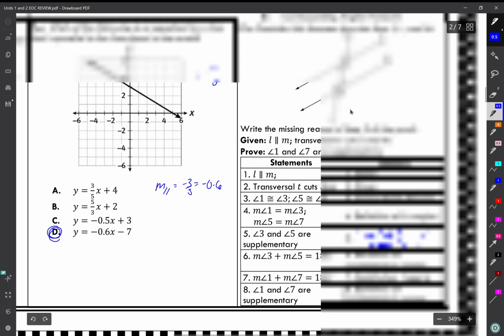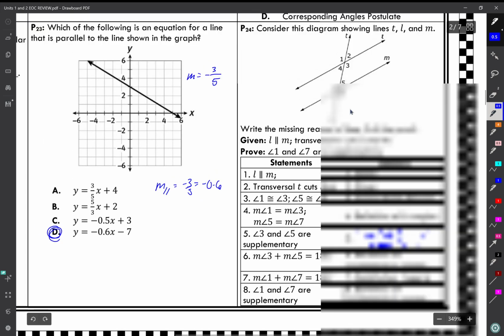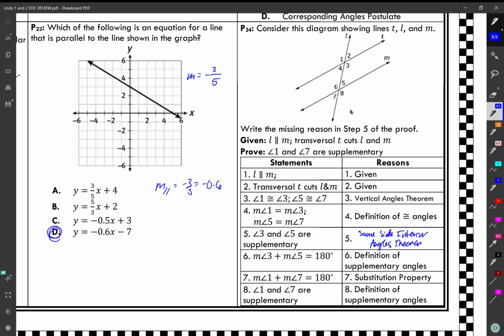Don't just do that on the review submission. Do not just put the letters, please. You will not get credit. All right, and that's this one.